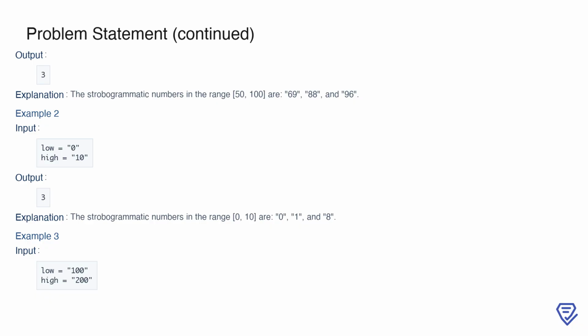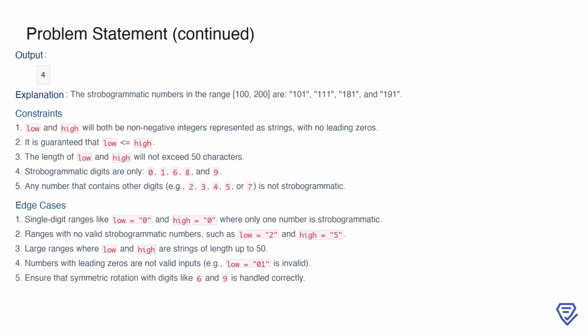Now consider another example where the range is from low equals 100 to high equals 200. For low equals 100 and high equals 200, the strobogrammatic numbers in this range are 101, 111, 181, and 191, making the output 4. These examples highlight the importance of identifying strobogrammatic numbers efficiently, as the range can include both small and large numbers. Additionally, there are several constraints to keep in mind.